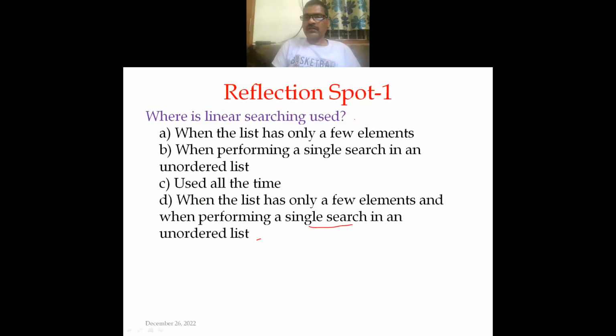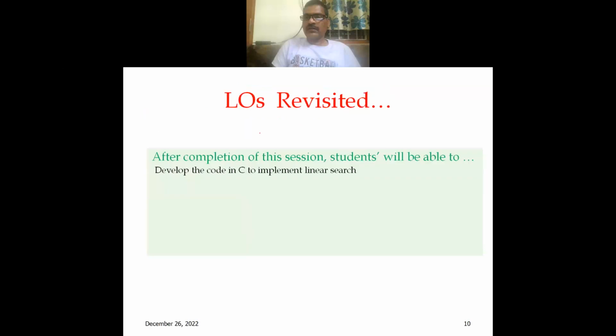So the linear search is useful when we have very few elements in the array, and also the array need not be a sorted array. So that is an unordered list of elements, and we are performing a single search in an unordered list. Then we are making use of a linear search. So the answer is D.